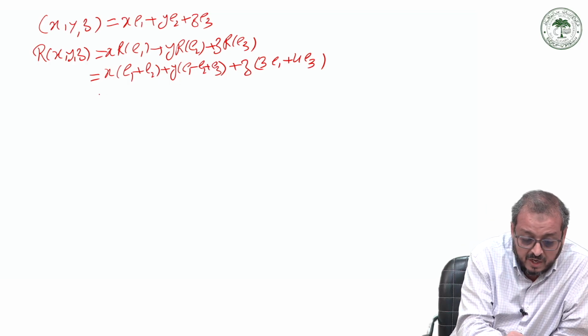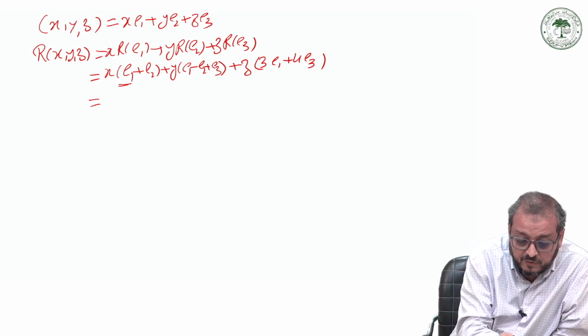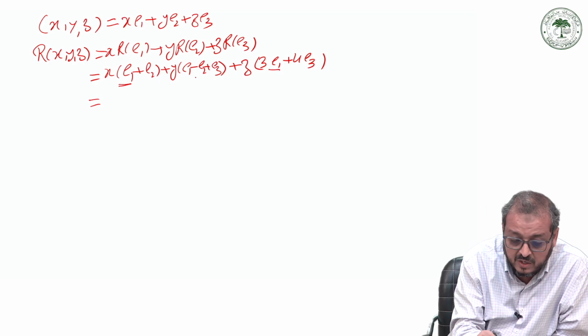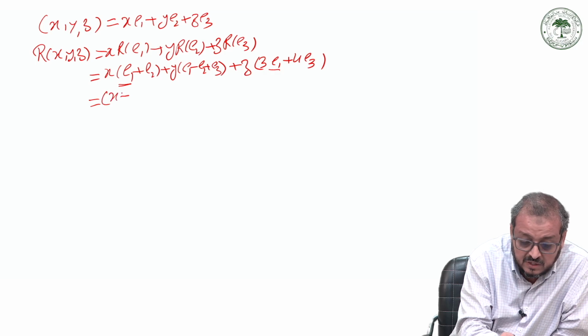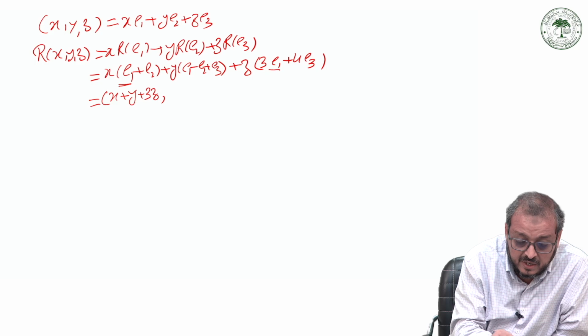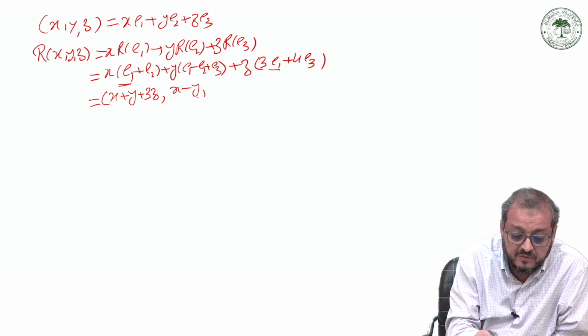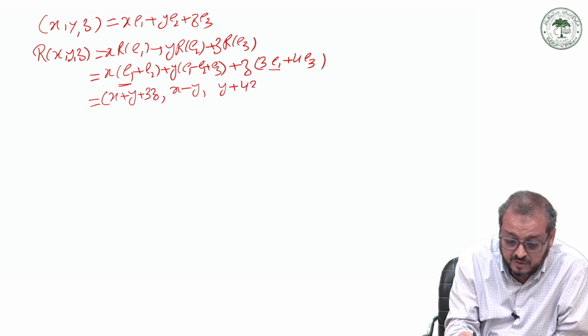Now this can be written by collecting the coefficients of E1 from each term. So the coefficient of E1 is x plus y plus 3z, the coefficient of E2 is x minus y, and the coefficient of E3 is y plus 4 times z.